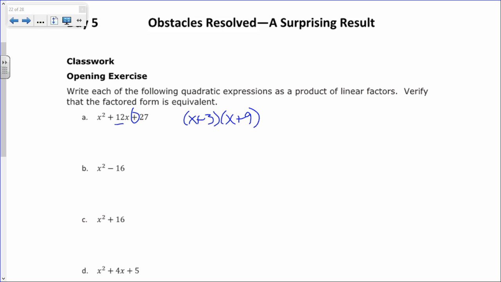And to verify, I would just multiply it out. Use the box method if you want. So x and 3, x and 9: x squared, 3x, 9x, and 27. So it's x squared plus 12x plus 27. Looks good.